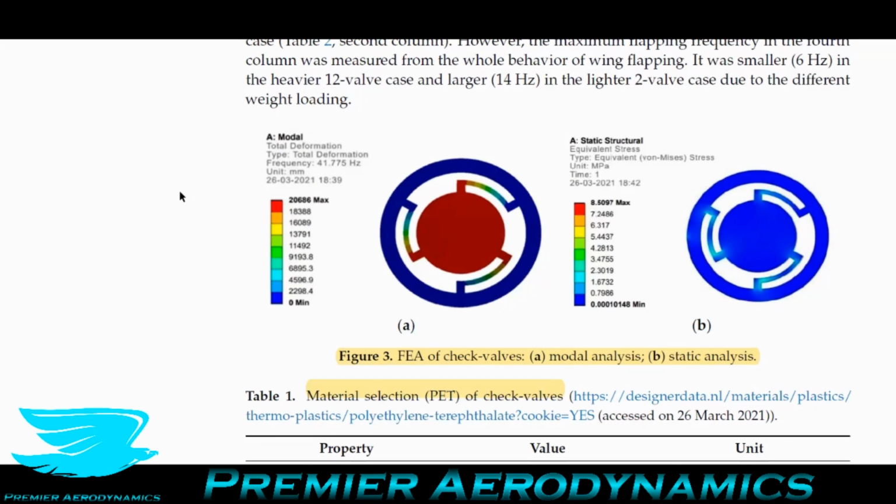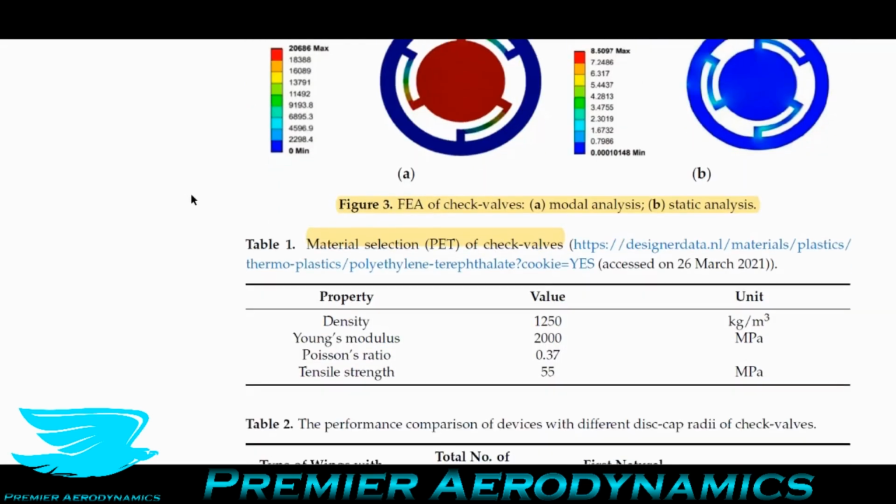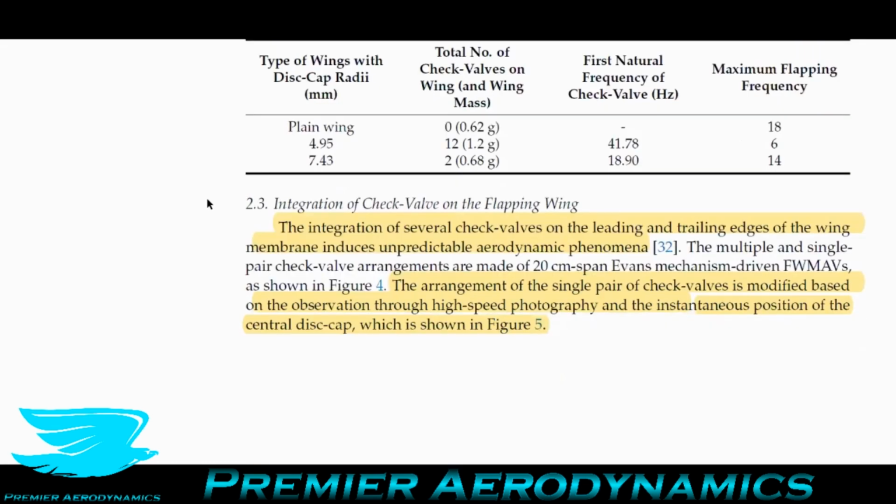But potentially that is a possibility. So how do they integrate these check valves into the wings? They say the integration of several check valves on the leading and trailing edges of the wing membrane introduces unpredictable aerodynamic phenomena. The arrangement of a single pair of check valves is modified based on the observation of high-speed photography and the instantaneous position of the central disc cap, which is shown in Figure 5.